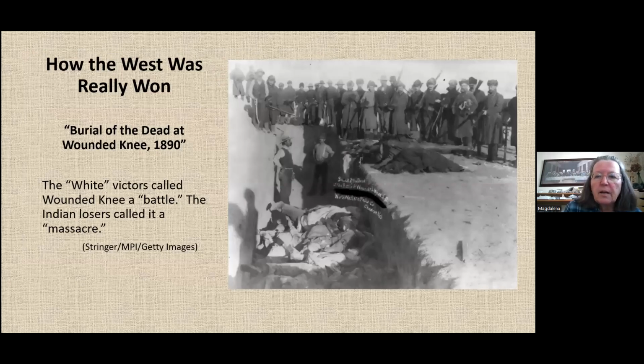This is a much later picture from 1890, burial of the dead at Wounded Knee. In quotation marks, white, end of quotation marks, victors called Wounded Knee a battle, and the Indian losers called it a massacre. So this is a mass burial of dead Indians.